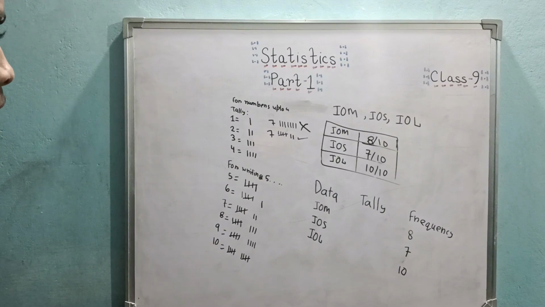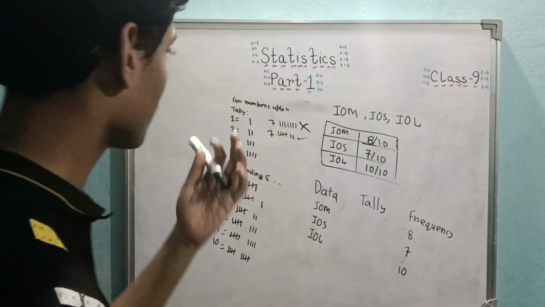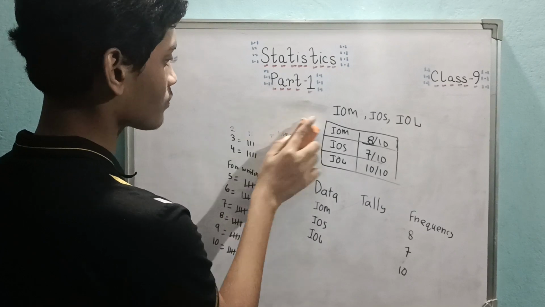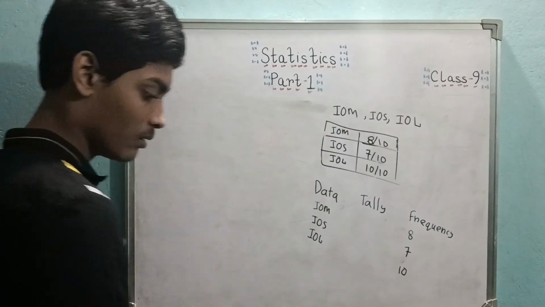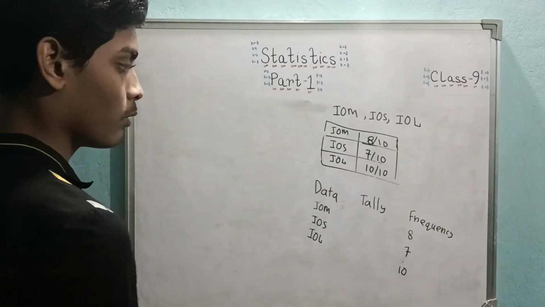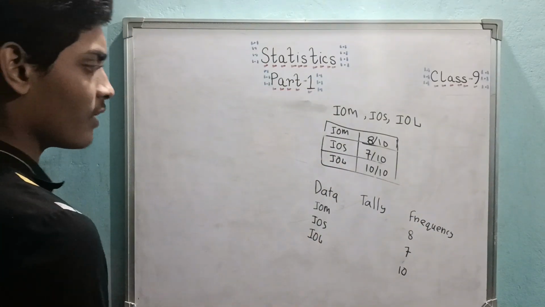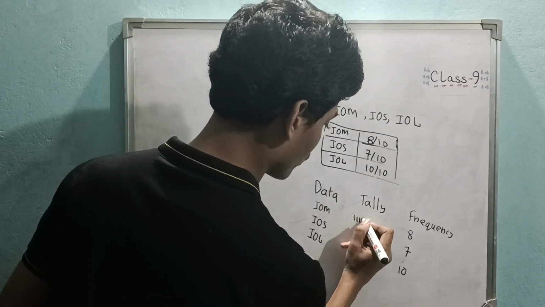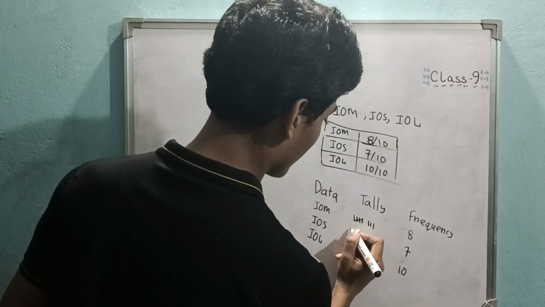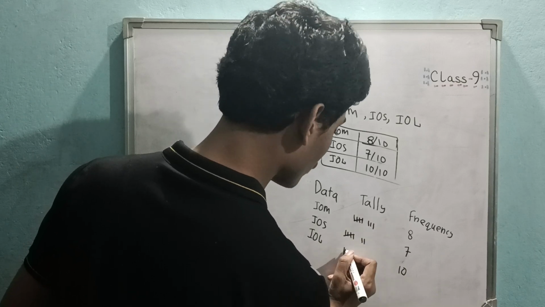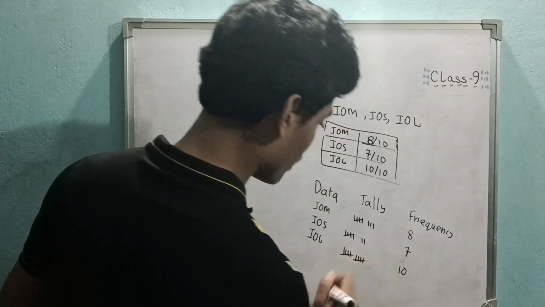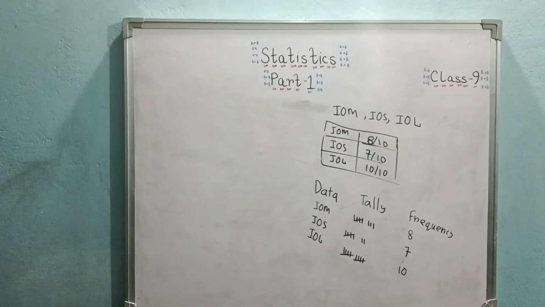Now then, let me just rub this. How was the example? Very nice, right? Now see how the table will be formed. So my frequency in IOM is 8. 8 is 5 plus 3. 1, 2, 3, 4, 5, 1, 2, 3, 8. 7 is 1, 2, 3, 4, 5, 6, 7. 10 is 2 times 5. This is called, for a given set of data, the frequency distribution table.